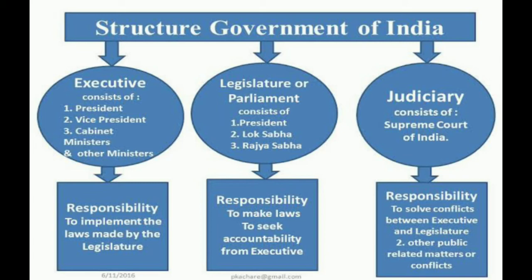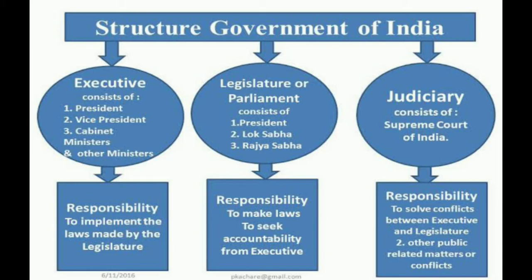Executive. What is the responsibility of the executive? The responsibility is to implement the laws made by the legislature, and the members consist of the president, the vice president, the cabinet ministers, and other ministers. Now, what is the duty of the legislature? It is to make laws, to seek accountability from the executive. They are the main lawmaking bodies. The members consist of the president and the two houses, that is, the Lok Sabha and the Rajya Sabha.